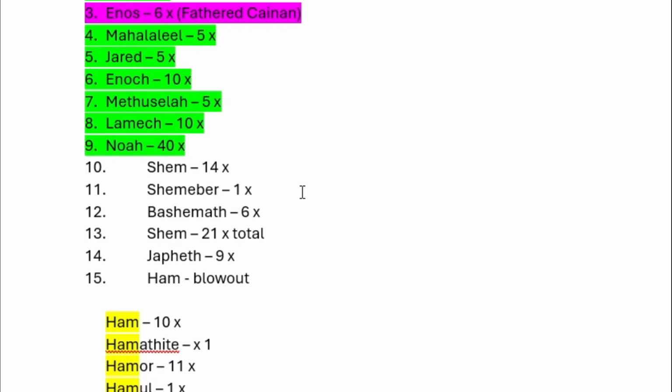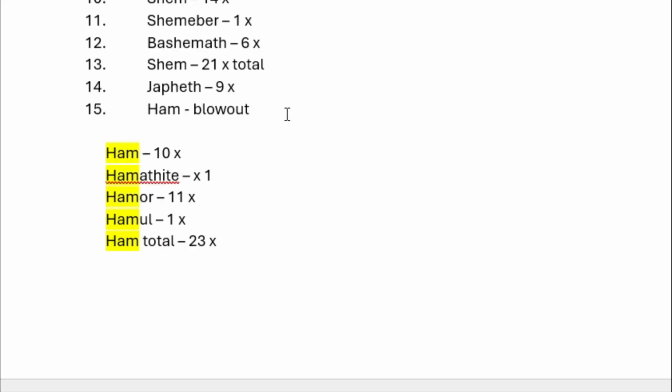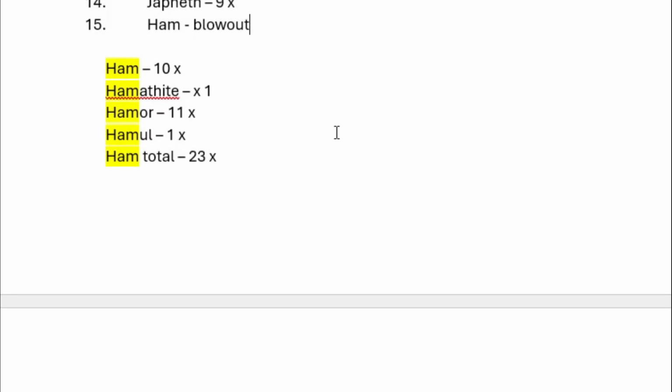So it's really this internal network of, I'm not sure what's going on. Shem is said 14 times. That would be, I don't know. There also could be some error in my work because I'm using a downloaded copy of the Bible that was interpreted or translated by somebody, and I do find minor variations between translations. They seem to be typically right on the money. We do have a blowout with Ham. But you know what? We have things like Ham is said 10 times. There's a Hamathite person, Hamor, Hamul, Ham total of 23 times.